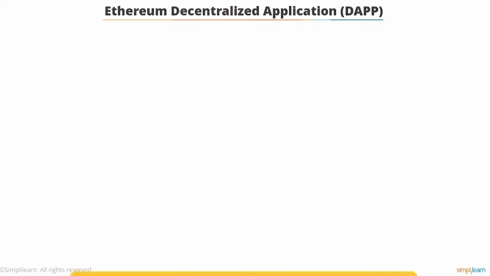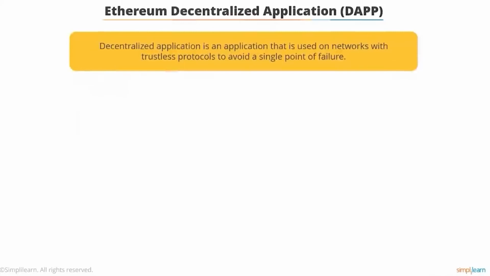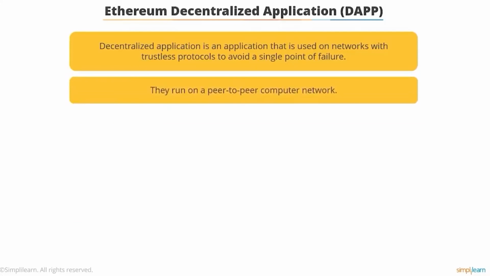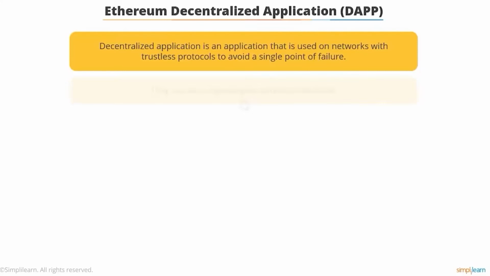dApp. Decentralized application is an application that is used on networks with trustless protocols to avoid a single point of failure. They run on a peer-to-peer computer network. All the activity which takes place on an Ethereum decentralized application is cryptographically secured on the blockchain. dApps are open source, which means that everyone can verify the contents of the software.